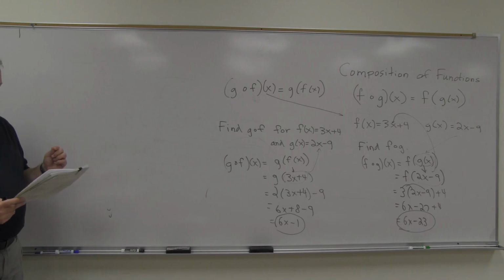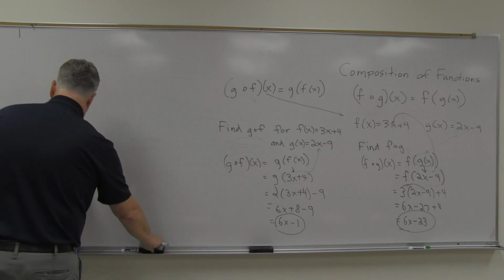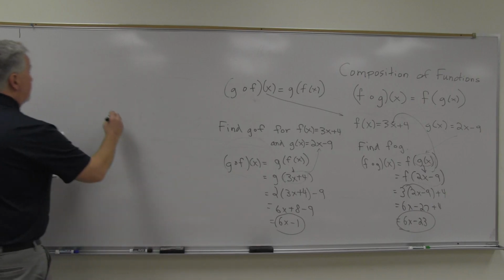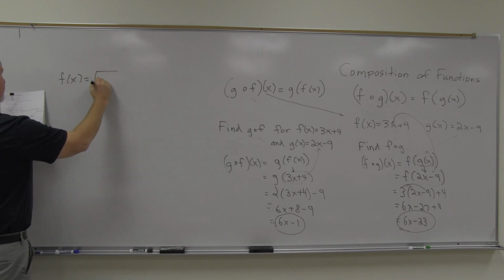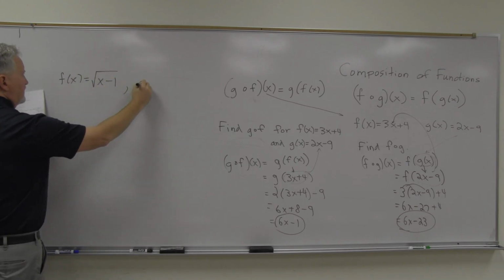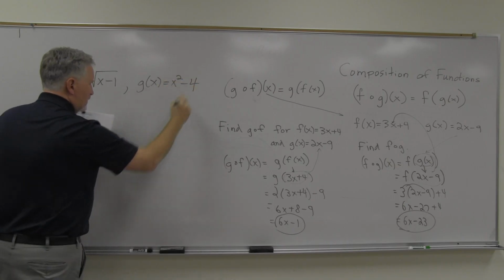Now, let me show you this then. So let's change our functions here. Let's do f of x equals square root of x minus 1. G of x equals x squared minus 4. Okay.